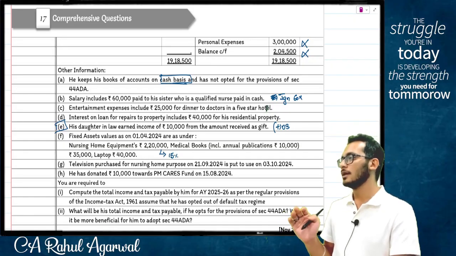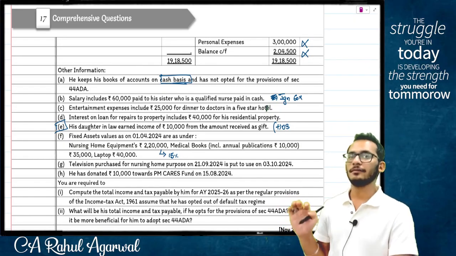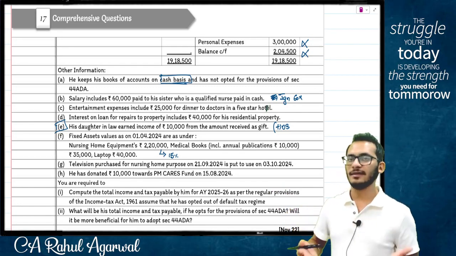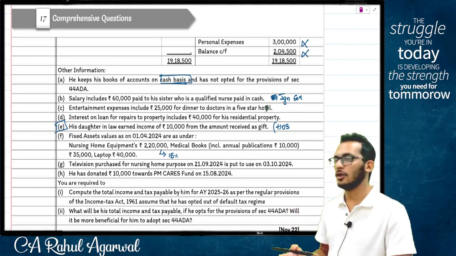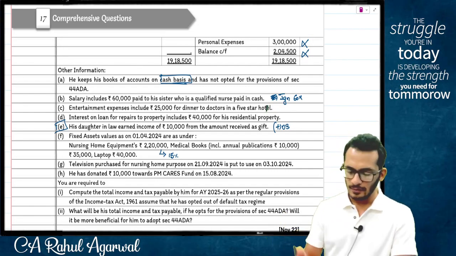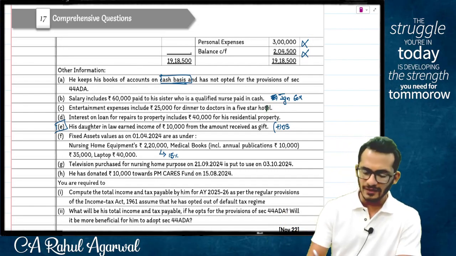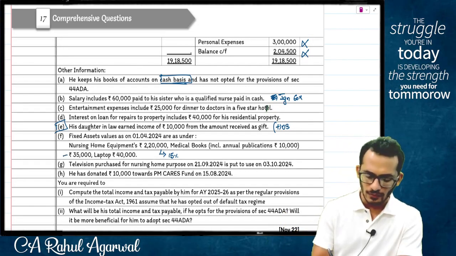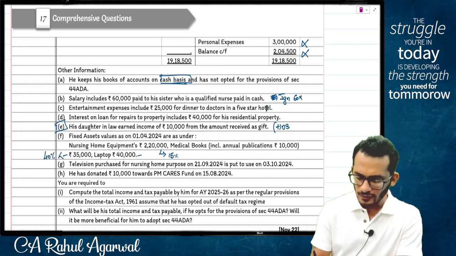People, when it's my stock in trade, it's 15% only. It should become a really important thing for government. In a medical company, there is nothing important because that is their normal equipment. Therefore, it is 15%. Medical books, including annual publications of 10,000, is 35,000. Allow 40%. 40,000 is 40%.